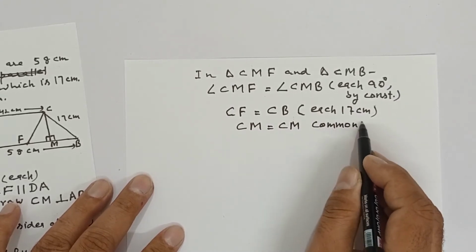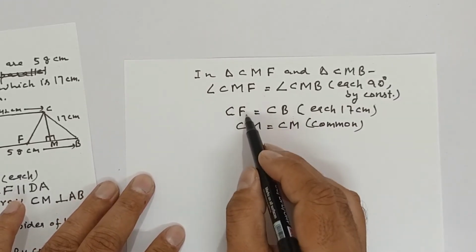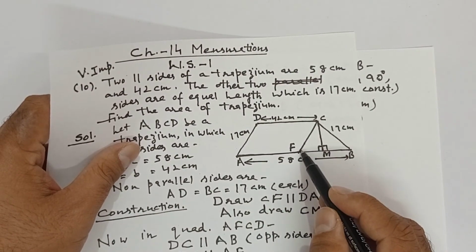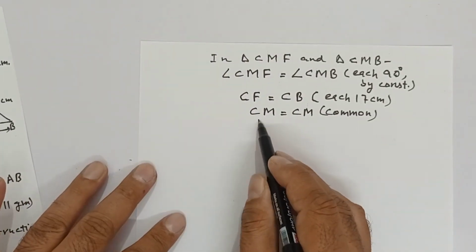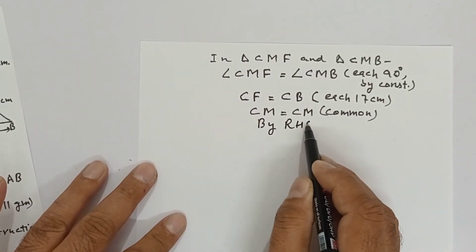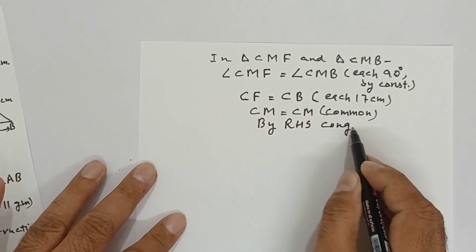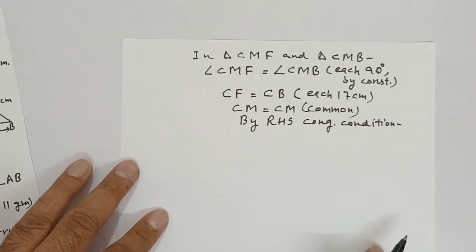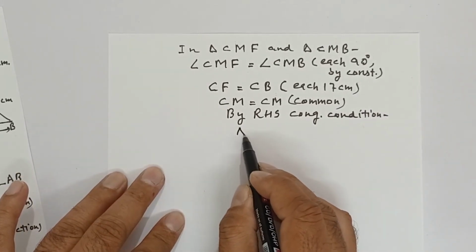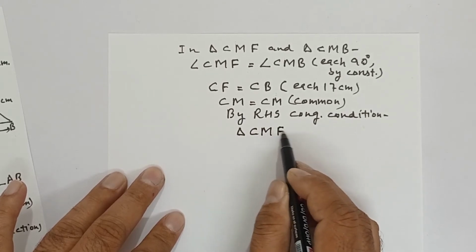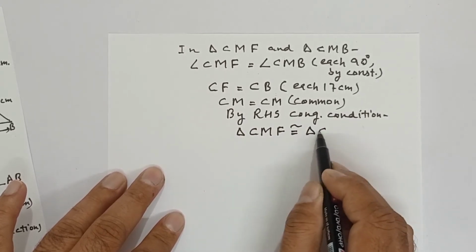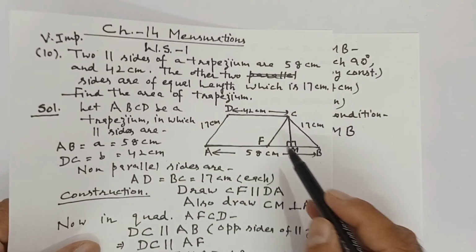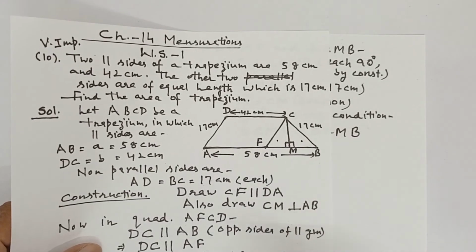Now can you tell which congruence condition is this? Right angle. Look, this is right angle, opposite to it is the hypotenuse, then this is side. So by RHS congruence condition, what have we got? Triangle CMF is congruent to triangle CMB. Now both the triangles, this and this, have become congruent.